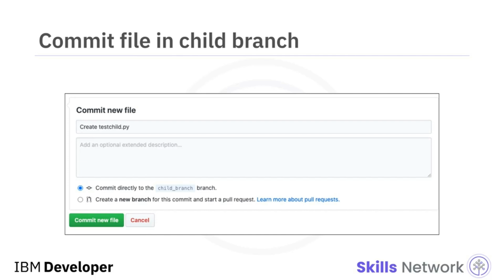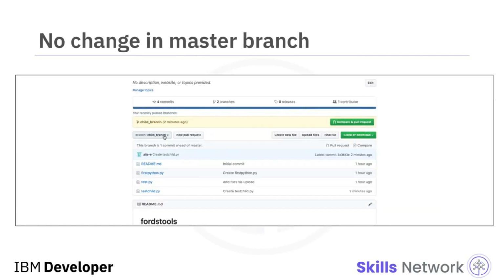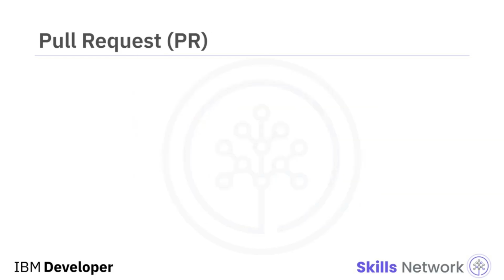Here, you can add create_testchild.py, then click Commit New File, and the file is added to the child branch. You can verify by going to the master branch by clicking Master from the branch selector menu, and you can see that the new file is not added to the master branch. After you have created the new file, test and ensure it is working.